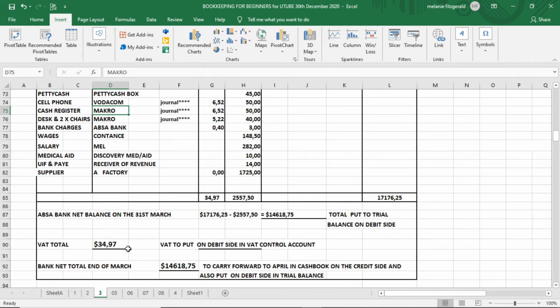The VAT total of $34.97, we put on the debit side in the VAT control account. And we're going to do a VAT control account at the end of this lesson. So it's coming.